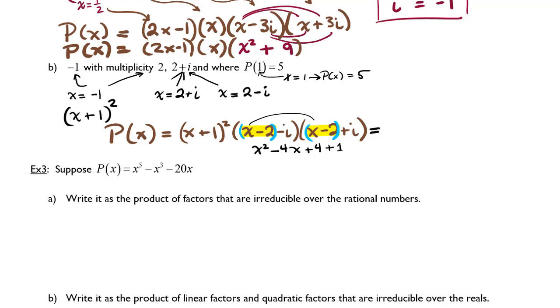So now my polynomial will be p of x is equal to x plus 1 quantity squared times x squared minus 4x plus 5. Now my last critical piece of information that I need to worry about is this p of 1 equals 5. That means I will have some sort of a constant factor out front that I don't know what it is. So I'm just going to put an a there and try and figure out what that value needs to be so that p of 1 equals 5.